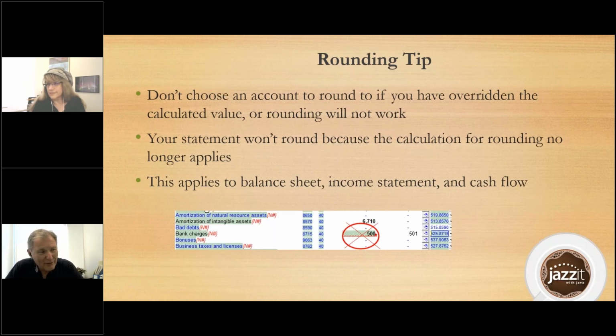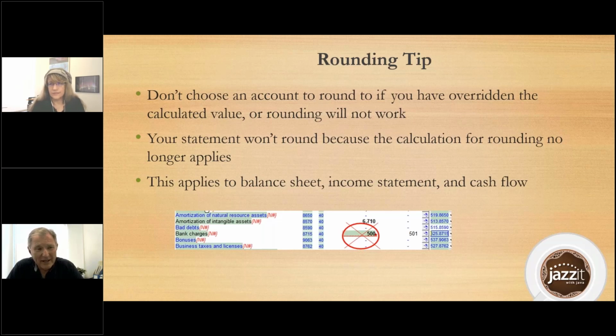Now, we've talked about rounding in the past, and it keeps coming back, and there are new ways and new problems people encounter. So we thought we'd add this one to our collection of all the ways we can have trouble with rounding. It says here, please do not choose an account to round to if you've overridden the calculated value, or rounding will not work. And we've seen that a few times.